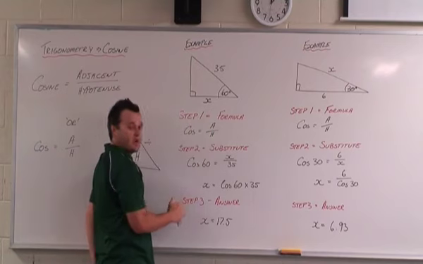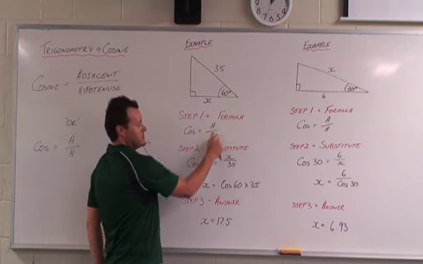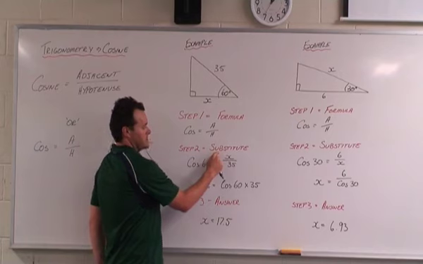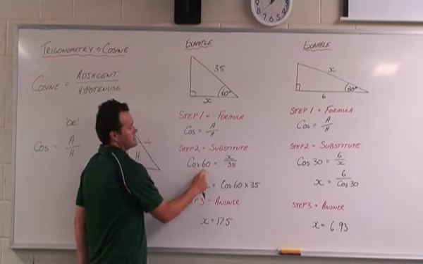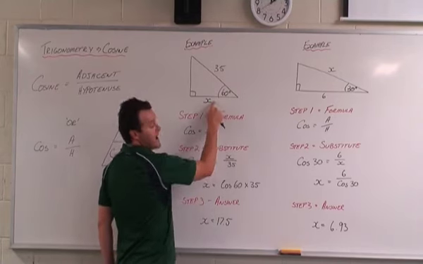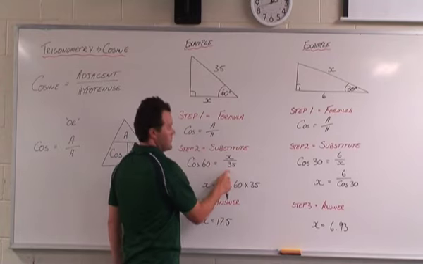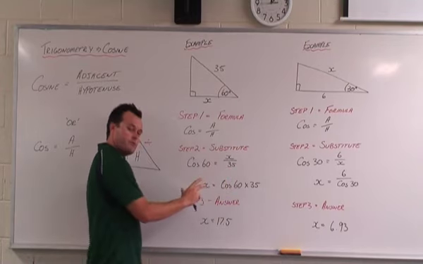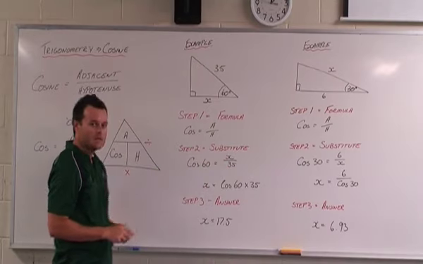First step, let's write the formula down. Cos is equal to adjacent over hypotenuse. Step number 2, we substitute in. Cos 60 is equal to our unknown over 35. We want to rearrange that so that we get our unknown by itself.